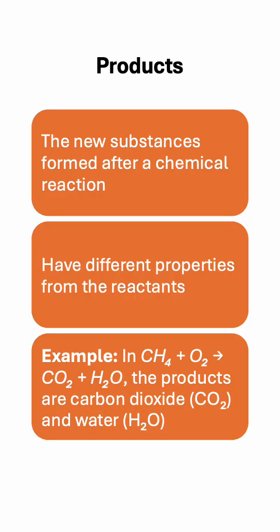Now that we understand the reactants, there's also the right side of the equation, which is the products. These are the new substances that are formed after the chemical reaction. They're going to have different properties from the reactants, and in the example given here, the products are going to be the carbon dioxide and the water.